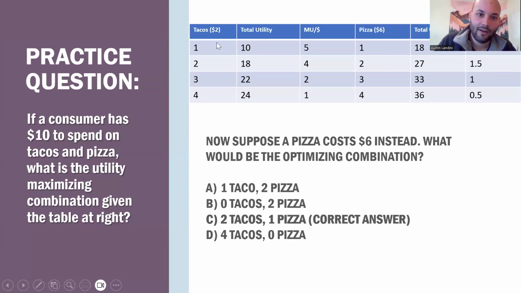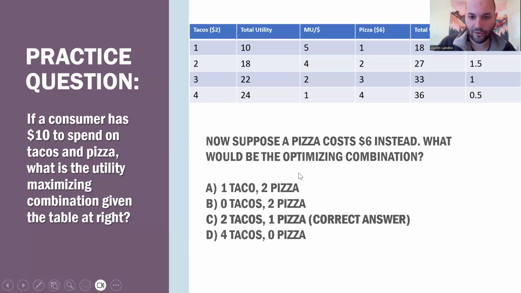of pizza. Now, since tacos cost $2 each, we spent 2, 4, and then 6 more. We've spent all 10 of our dollars. So the optimizing basket here is 2 tacos, 1 pizza. That would give us 18 plus 18 or 36 total utility. And once again, you can see that no matter what the consumer purchases, it will have lower total utility than 2 tacos and 1 pizza in this example.